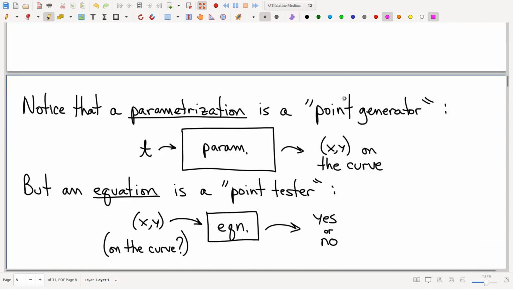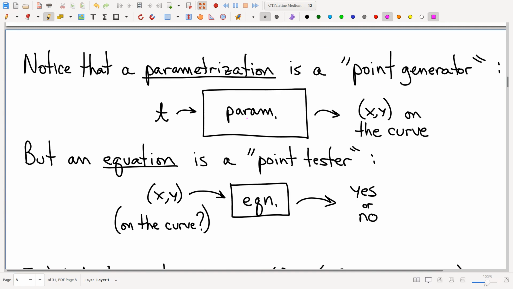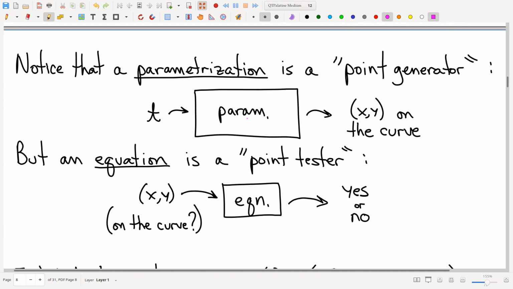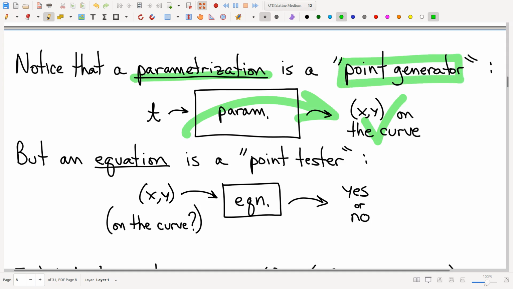All right. Very common, unfortunately, to conflate parameterizations and equations. This is a massive error. Parameterizations are really importantly different from equations. After all, parameterizations produce points. Thus, I like to describe a parameterization as being a point generator. This is quite literally the case. You plug in t and out comes points. You're making points with your parameterization.